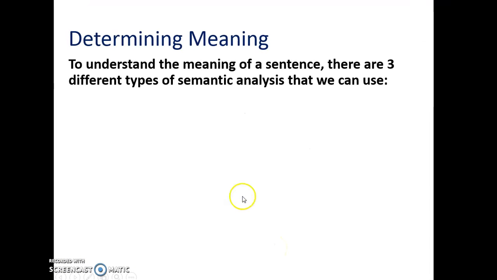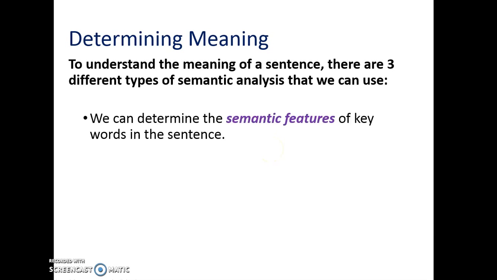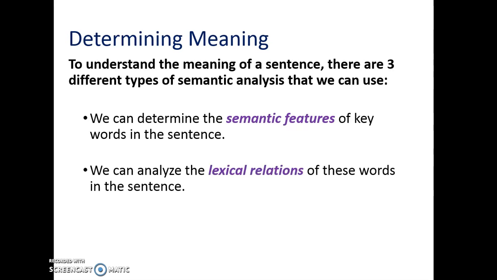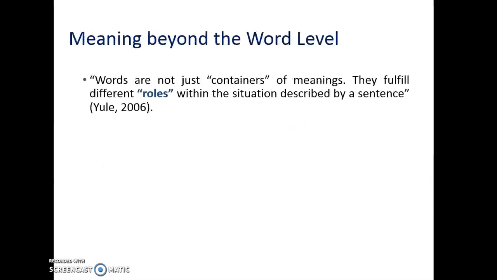Last week, we talked about how we understand the meaning of words, and we covered the semantic features of keywords in the sentence. We also analyzed the lexical relations of these words in the sentence. Today we will cover the semantic roles. So by covering the semantic roles, we will go from the word level to the sentence level.